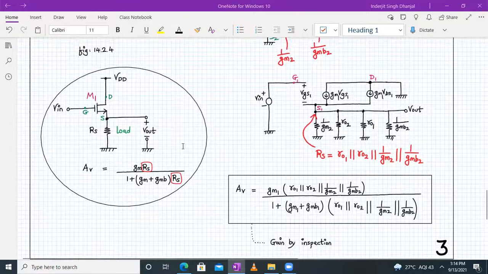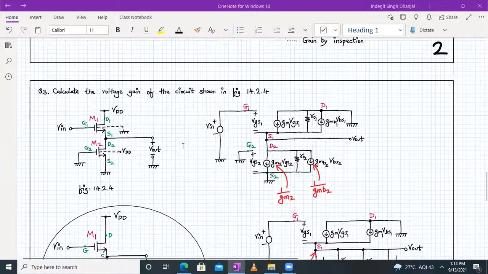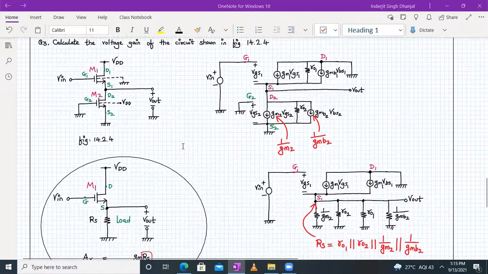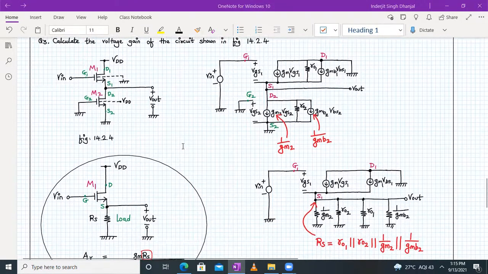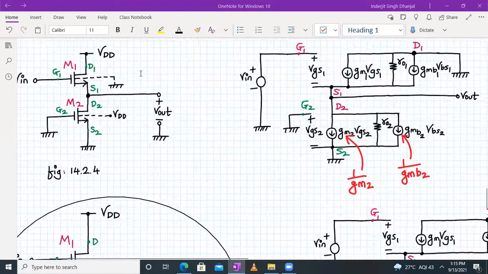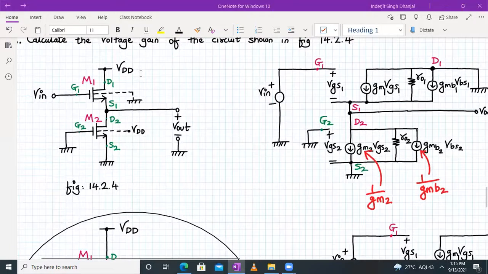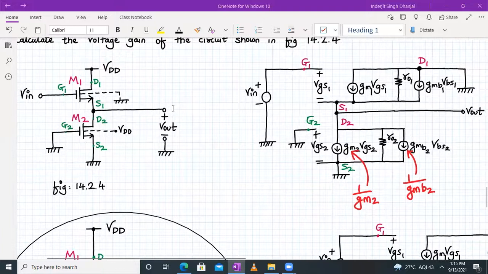So today we have completed one numerical on the source follower circuit, and then we have solved two problems analytically, actually kind of derivations for the voltage gain for a given circuit, which is a source follower with some minor details changed, right? And we have written the formula for the voltage gain just by inspection, without deriving any single step. Okay, so that is all for today's session.